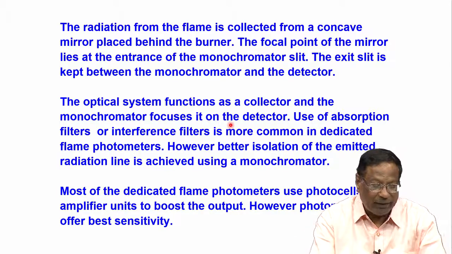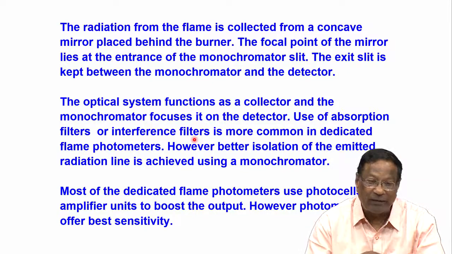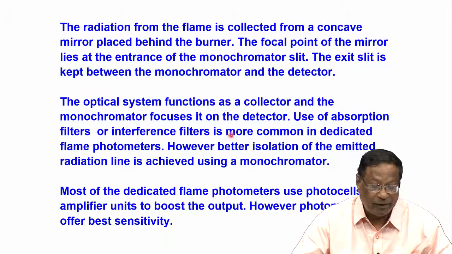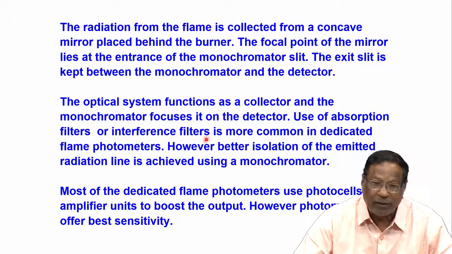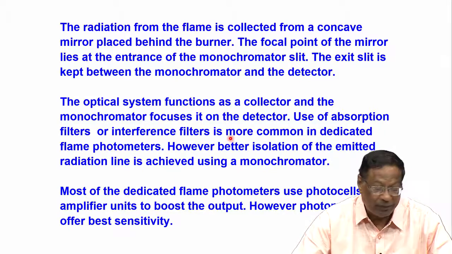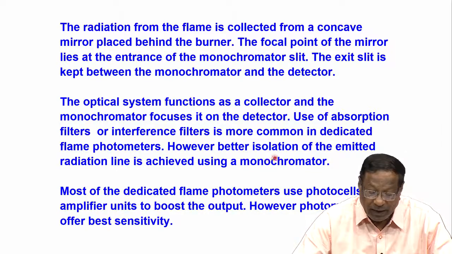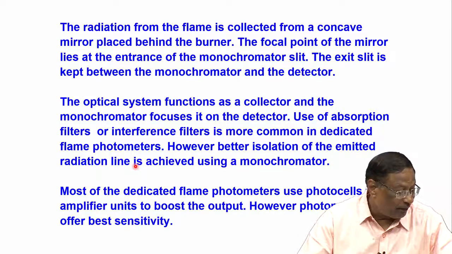Use of absorption filters or interference filters is more common in dedicated flame photometers. We have already discussed the different kinds of filters, which are glass filters, colored glass filters, and interference filters, which have a band pass width of about 15 nanometers. Okay, interference filters with 5 to 10 nanometer band pass width are also quite common in flame photometers. Better isolation of the emitted radiation is the only aim in most of these flame photometers.